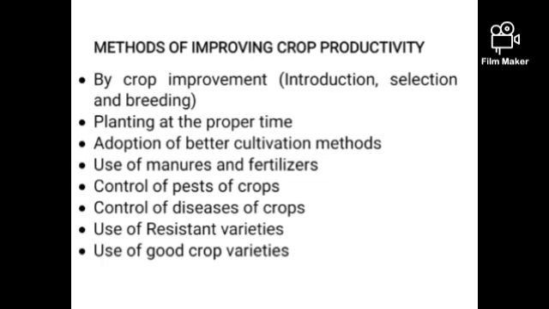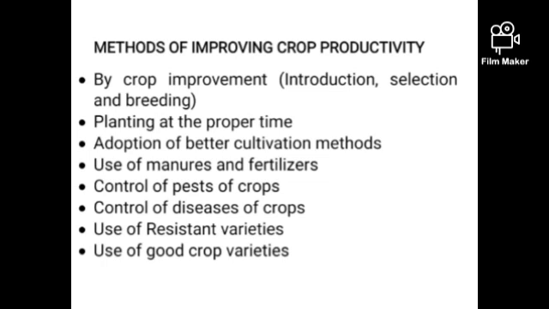Methods of improving crop productivity. How can crop productivity be improved? 1. Through crop improvement methods. That is, our introduction, selection, and proper breeding. 2. Planting at the proper time. 3. Adopting better cultivation methods. 4. Use of manure and fertilizer for good soil fertility.